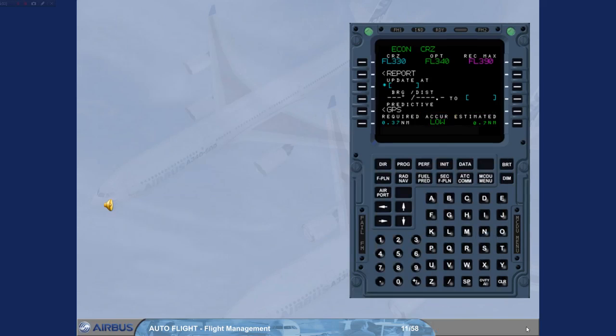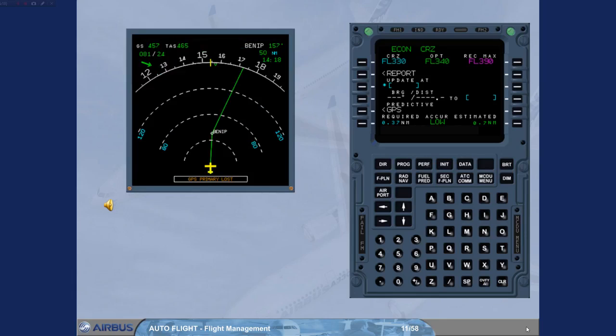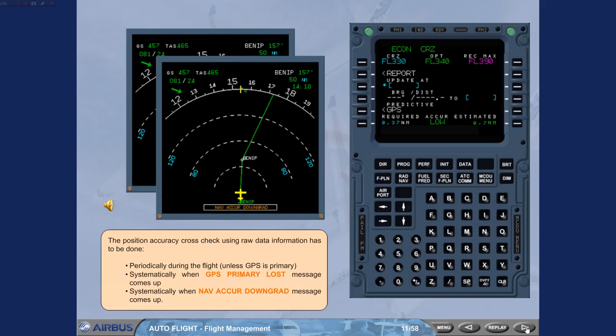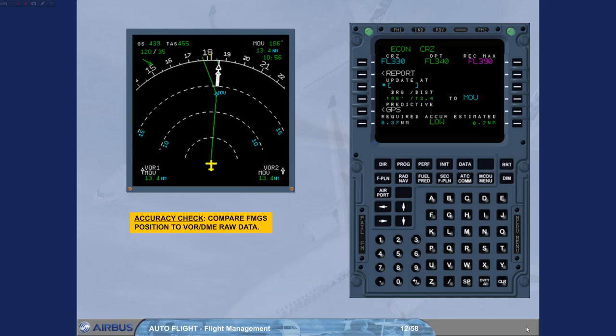The position accuracy cross-check using raw data information has to be done periodically during the flight, unless GPS is primary, systematically when GPS PRIMARY LOST message comes up, and systematically when NAV ACCUR DOWNGRADE message comes up. Keep in mind that high-low messages are computed on estimated data. Therefore, even if low is displayed, the accuracy check may be positive.